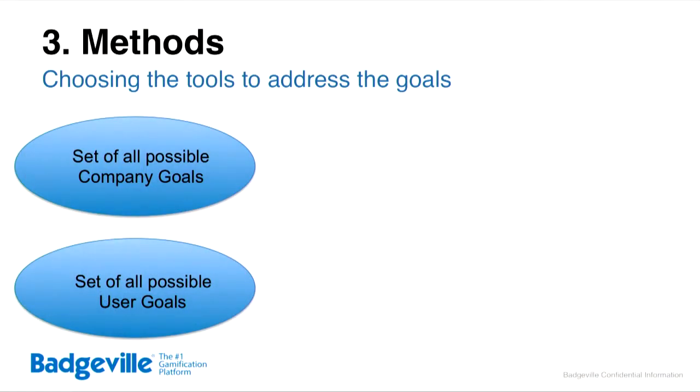So going back to our 4 steps, the third step is methods. We've got this set of all possible company goals, and we've got this other set of all possible user goals. And we put these two together to create our business scenario. How many business scenarios do we have, right? Do we have this overwhelming list of thousands of business scenarios? And what do we get when we combine these?